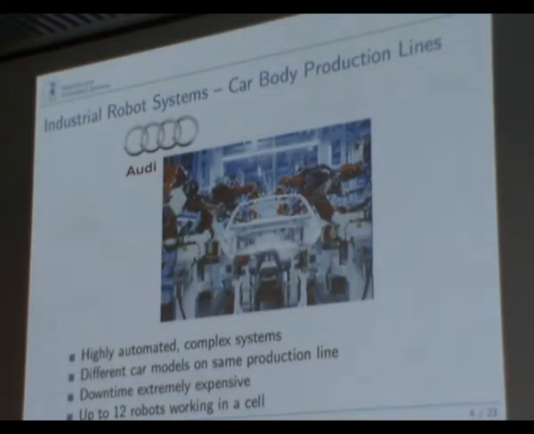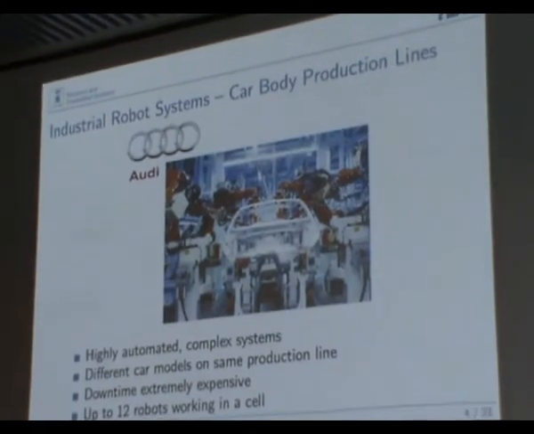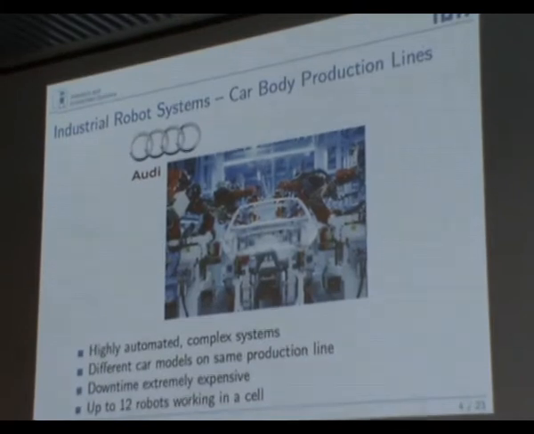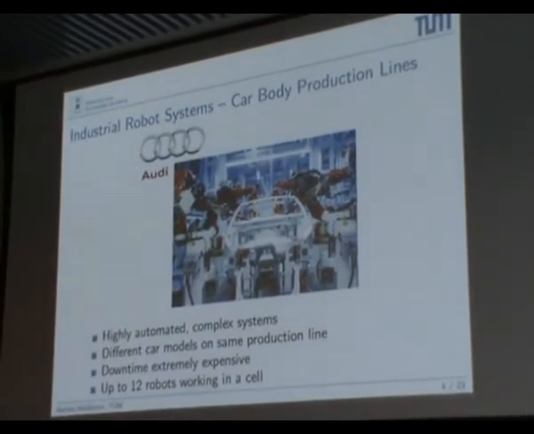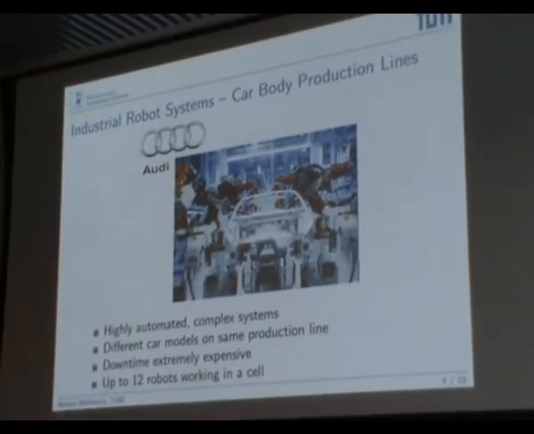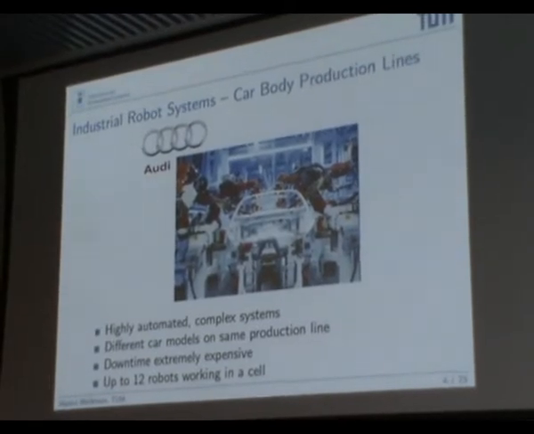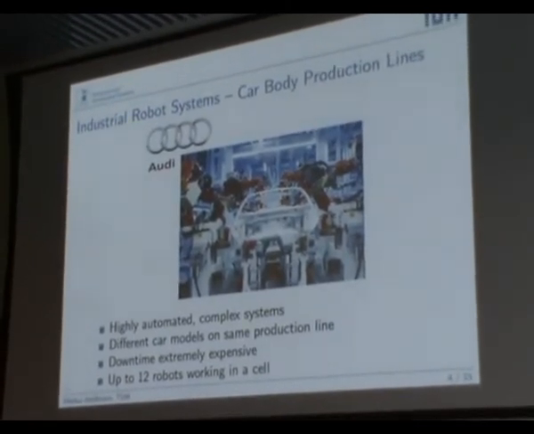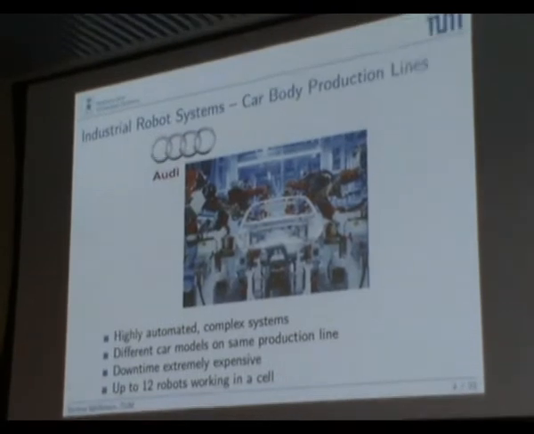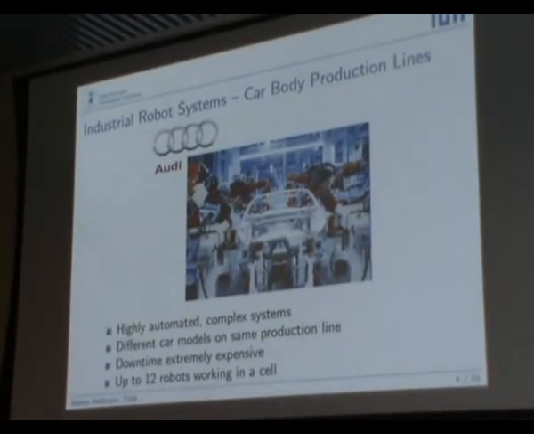And the downtime is extremely expensive. You can measure that by, if you would currently order an Audi, or I think this holds for BMW or Daimler, you would wait, I don't know how many weeks currently. And basically, if they don't produce a car, you will wait another week longer and they didn't sell a car. The robot cells themselves are mostly grouped in groups of up to 12 robots or something like that. So this is a distributed system we have to look at.